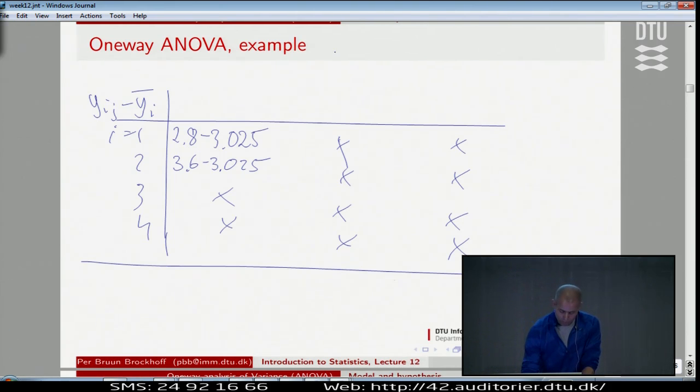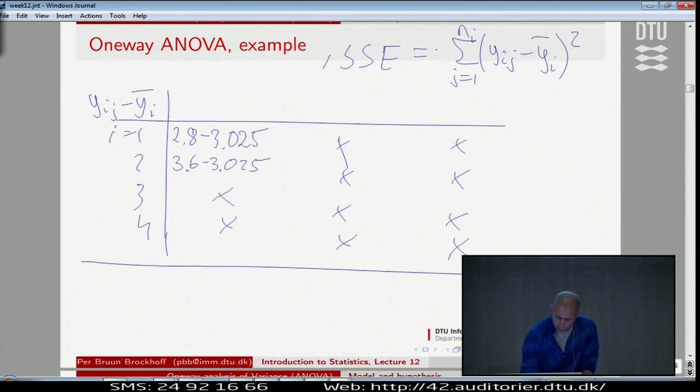What I then do is define what is known as SSE, the error sum of squares, the sum of squares of errors. I take all of these numbers that I just talked about here. I square them. I compute for each individual observation within each group, and I add across the groups. Basically, I add all these squared numbers. That's it, right?